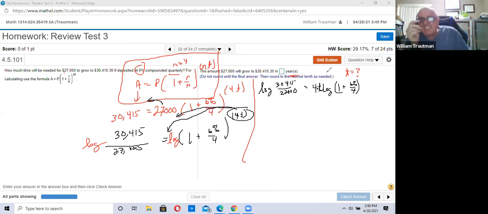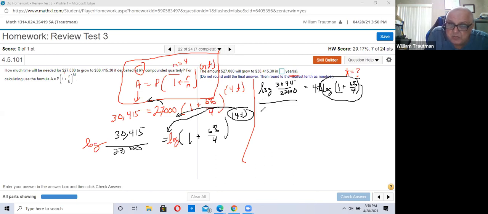Okay, there's still more. We have to get the t by itself. I'm now going to divide both sides by this log. And I will put that log underneath here. Log of 1 plus 6% over 4. And I want to get that 4 divided by 4 also. So I'm going to put the 4 down there. I'm dividing by 4 also. So now the t is by itself because I got that over to the other side and I got this to the other side. So this is what I end up with.